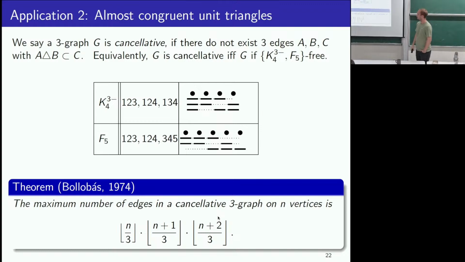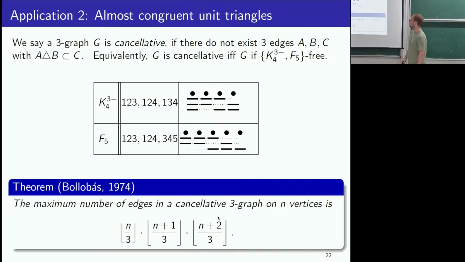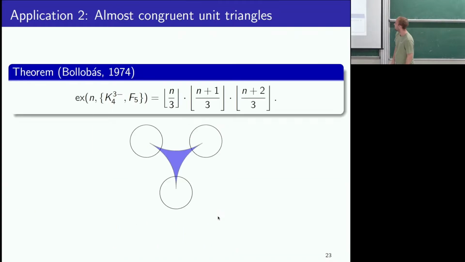Okay, and here's a result by Balogh, which says the maximum number of edges in a cancellative 3-graph on n vertices is this product we've already seen before. And now it's quite clear what we want to do. We want to use it. And here maybe a reformulation, right? The extremal function of those two is these three.